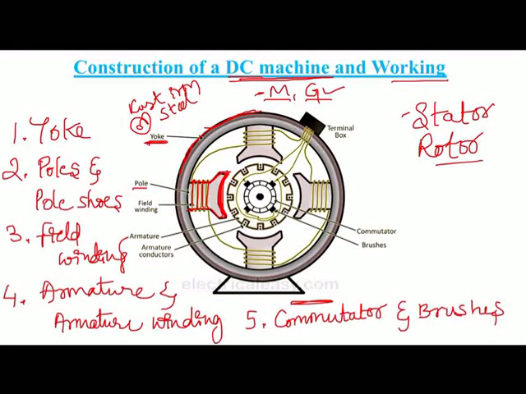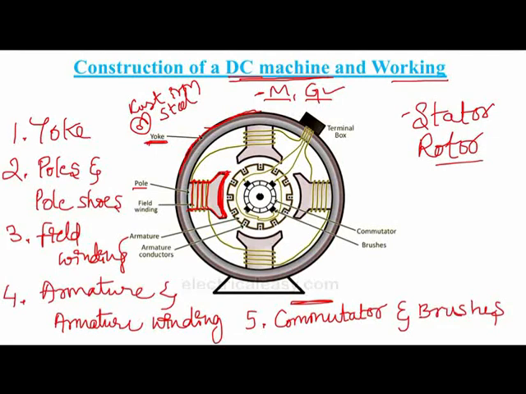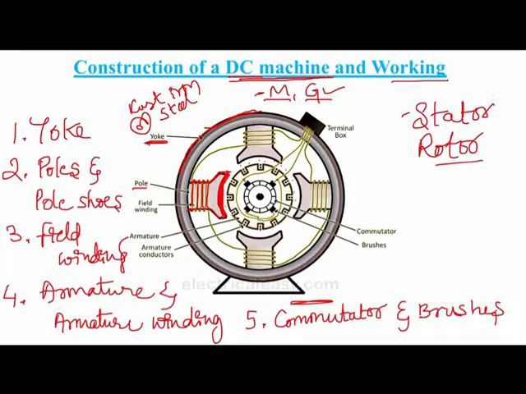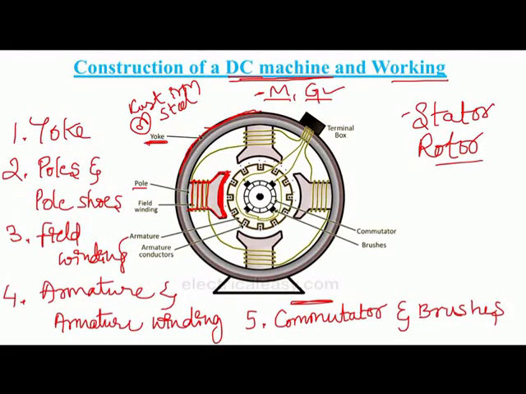The pole shoes serve two purposes. One is that they give support for the field winding. They also spread the magnetic field produced by the field winding and pole uniformly in the air gap. Whatever air gap we have inside the DC machine, the pole shoes spread the flux uniformly. That is the function of the pole shoes.